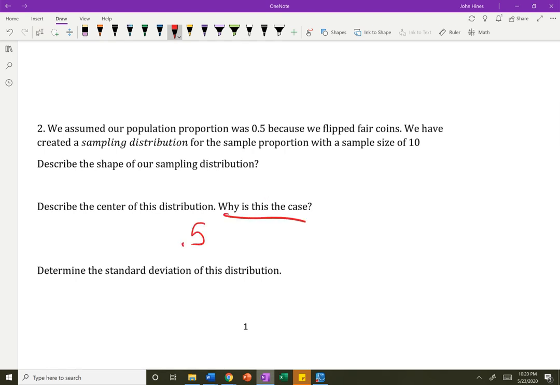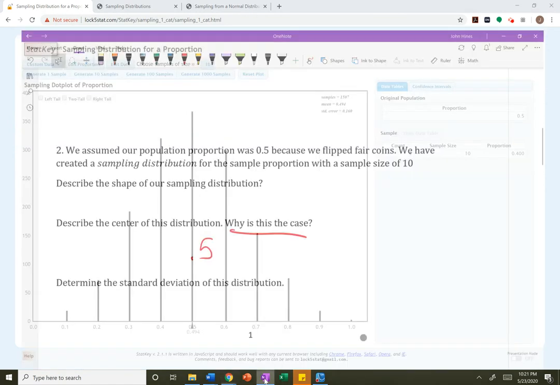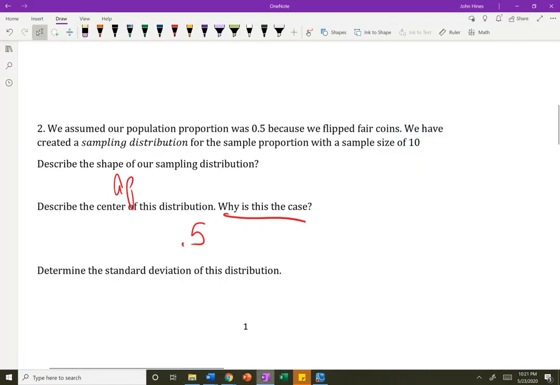Why? Because we assume that to be the case. We assume that the true proportion was 50%. What shape is this? Well, of course, it happens to be that nice normal curve shape. It appears to be approximately symmetric. It appears to be approximately normal.